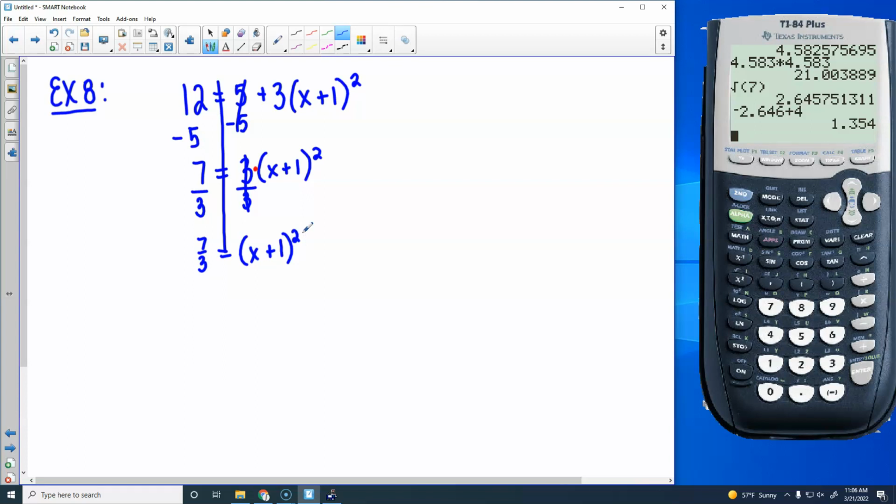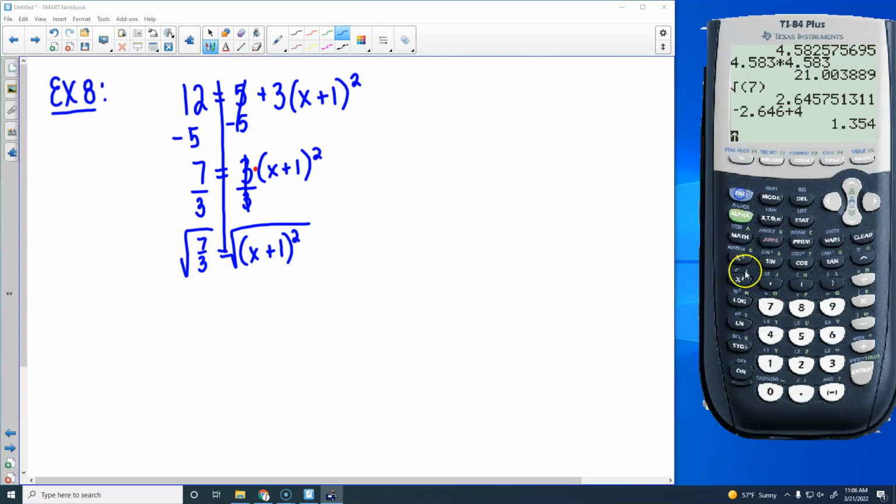All right, questions so far? All right, what now, Ayla? Kinda. I got that square. I got to get rid of the square. How do I get rid of the square? Okay, the inverse of a square, Jada? Square root. So we're going to square root this side and square root this side. And that's where that plus or minus is going to show up.